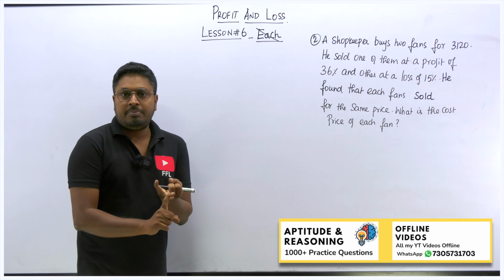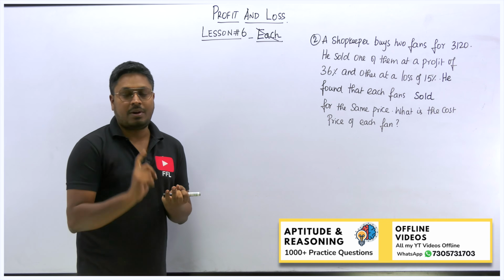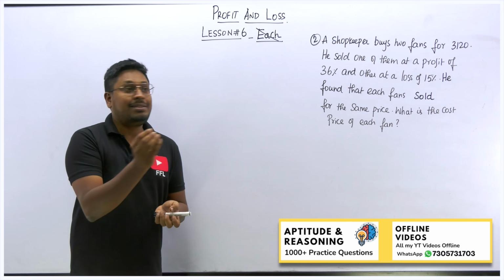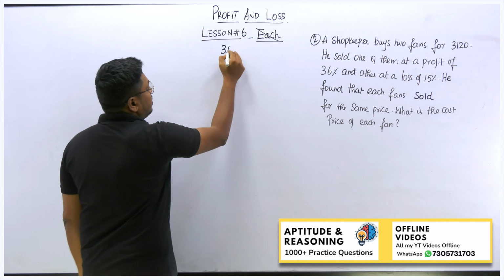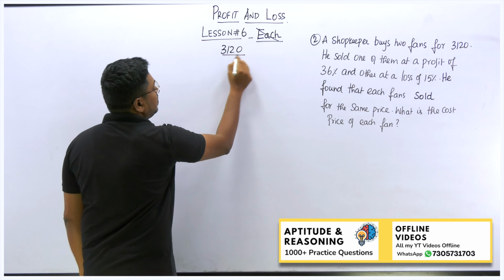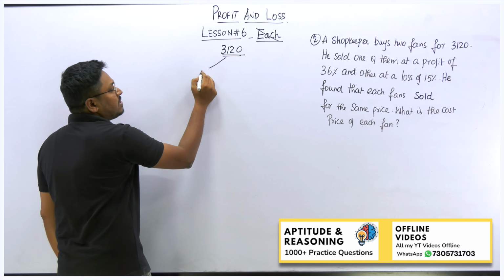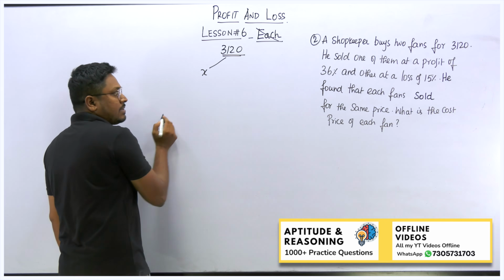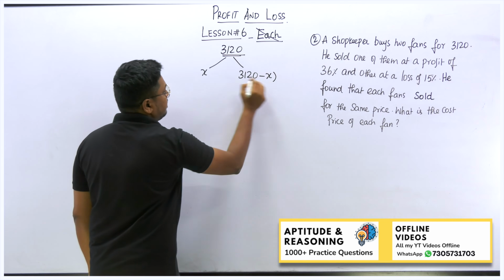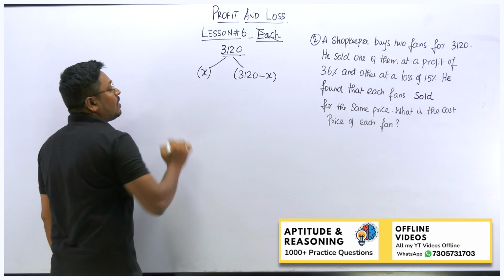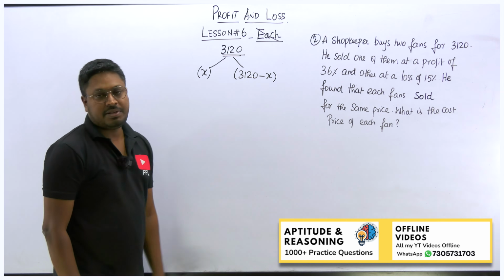The second important point in the question: the word each is not given. So first you need to split that 3120 into two values. That is easy, right? 3120 is the total cost price of the two fans. So if we keep the first cost price of the fan as X, then the second cost price will be 3120 minus X. Right?